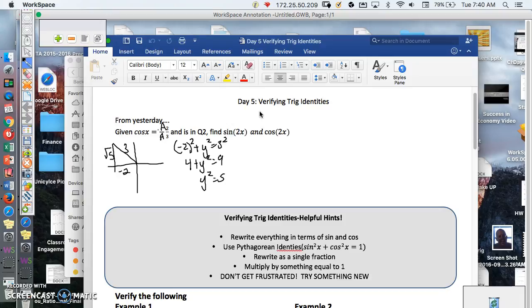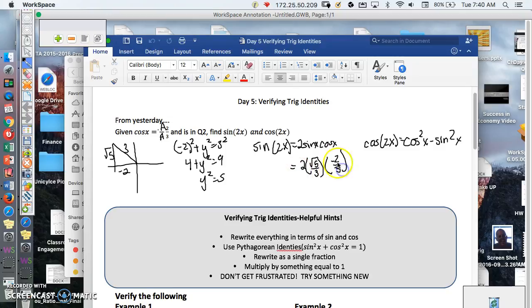If I flip back in my notes from yesterday, we know that the sine of 2x equals 2 sine of x cosine x. And for the cosine of 2x, there were quite a few to choose from. Let's say we use cos squared of x minus sine squared of x. So the sine of 2x, let's see, is 2 times the sine times the cosine. If we multiply this out, we have -4 times the square root of 5 over 9.